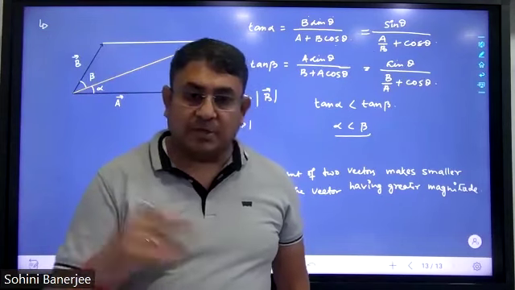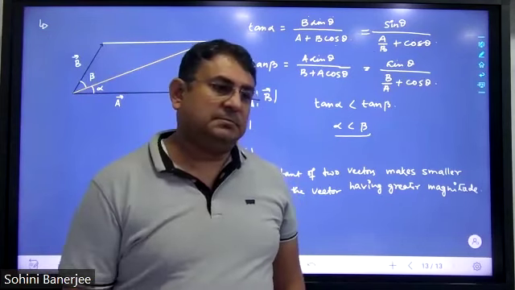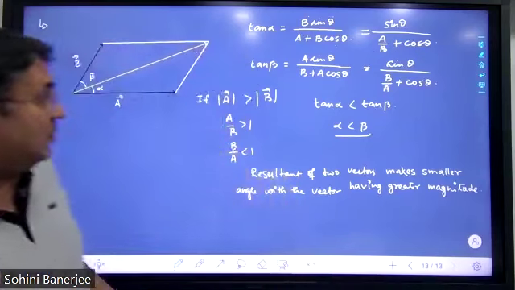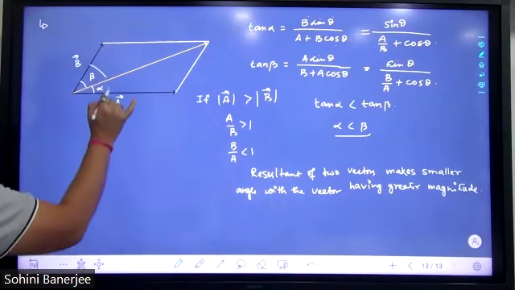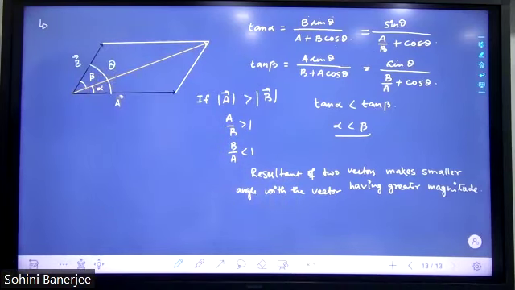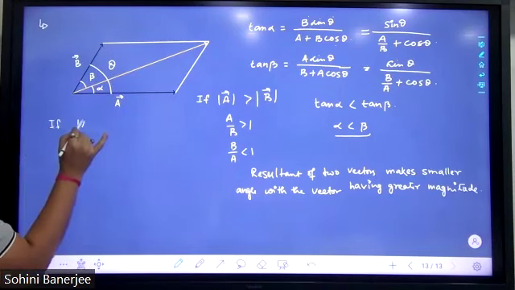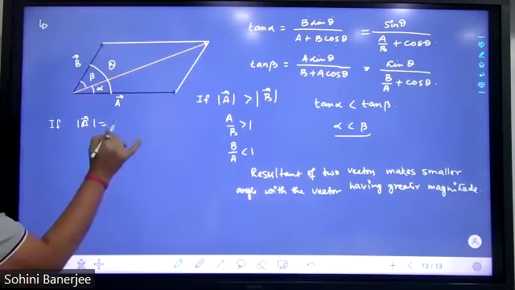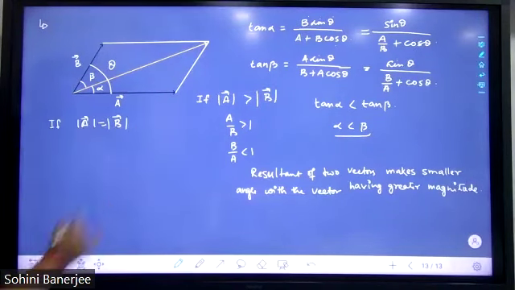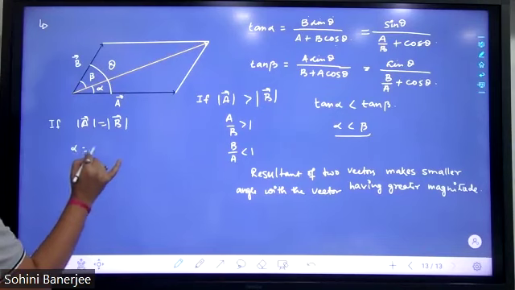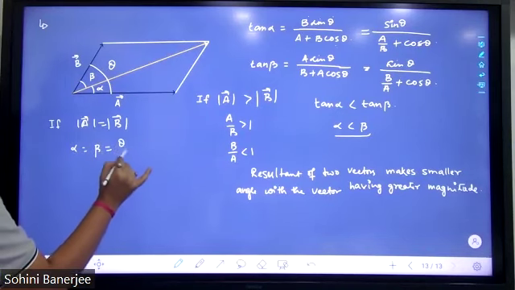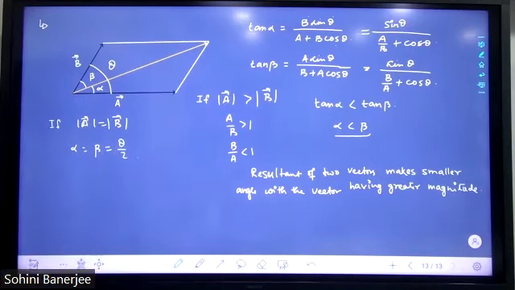So if their magnitudes are equal, then they make equal angles. How much? If the angle between A and B is theta, then theta by 2. So if modulus A and modulus B are the same, alpha equals beta equals theta by 2.